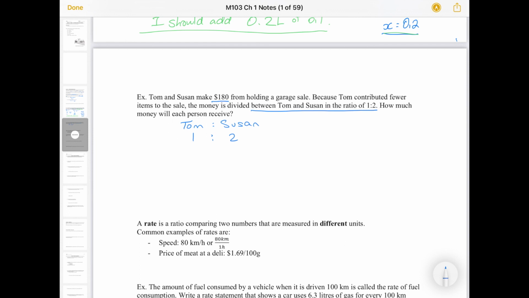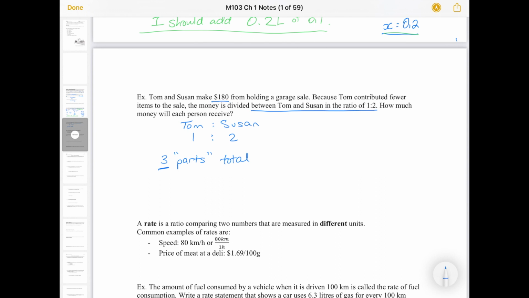Okay, so that means that Susan is going to get twice as much as Tom gets from this garage sale. So if we think back to the paint, how many parts are between these two people? If Tom gets 1 part and Susan gets 2 parts, that means there are 3 parts total. Right, 1 plus 2, that's where I get my 3. There are 3 parts total.